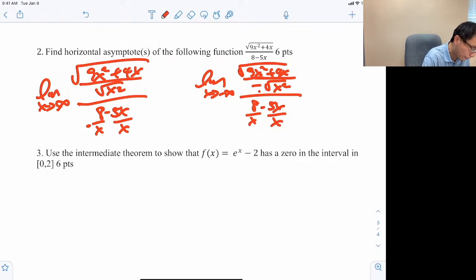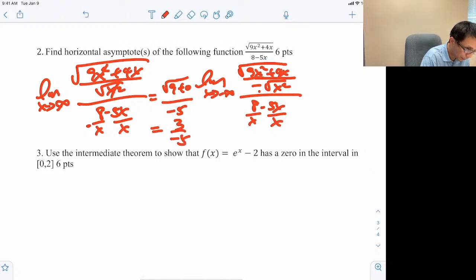But it turns out that this part will just cancel out, and you'll be left with the 9. So it'd be the square root of 9. Then 4 over x, because 4 over x is going to go to 0, so it'd be 4 plus 0 here. And this one's going to be negative 5. So that's equal to 3 over negative 5. And then this part is going to become negative, so it'll be negative 3 over negative 5. So that's equal to 3 over 5.